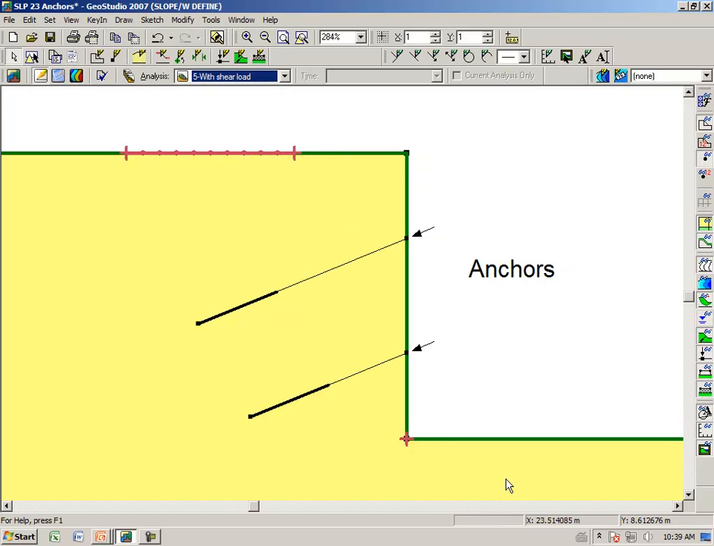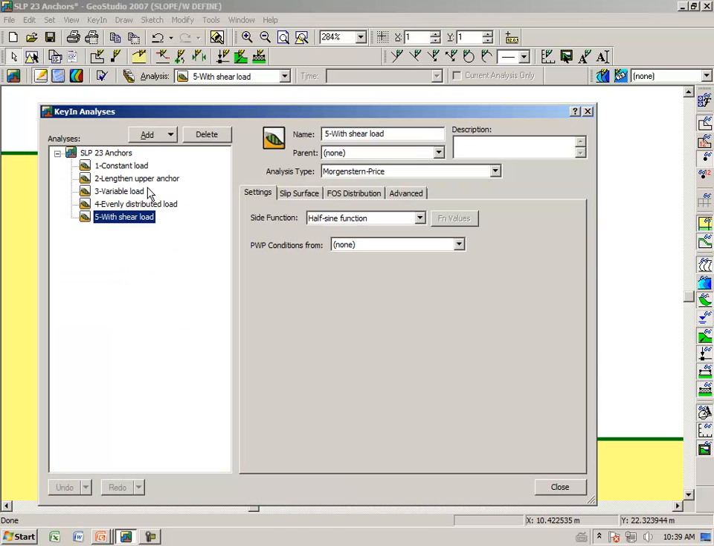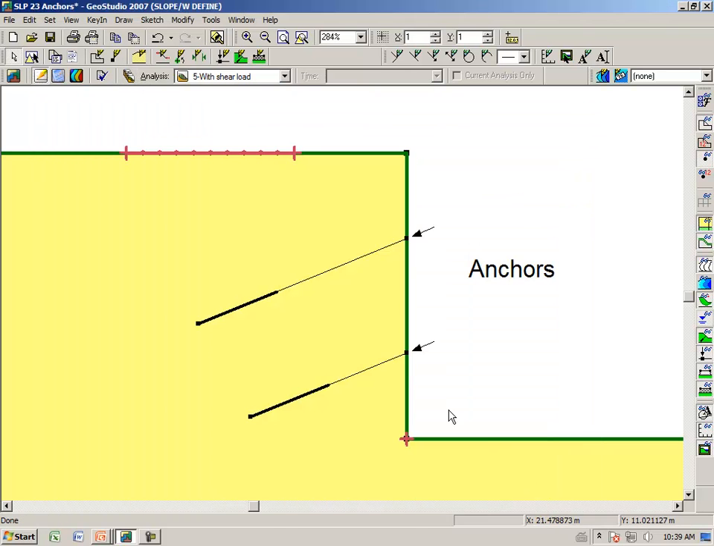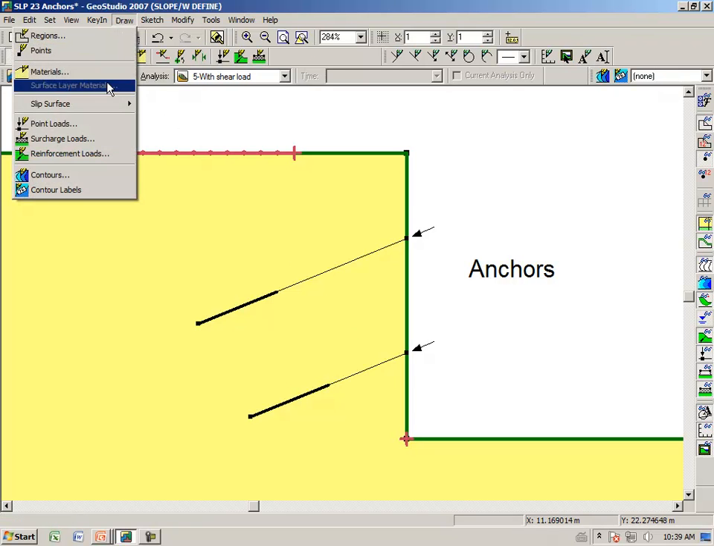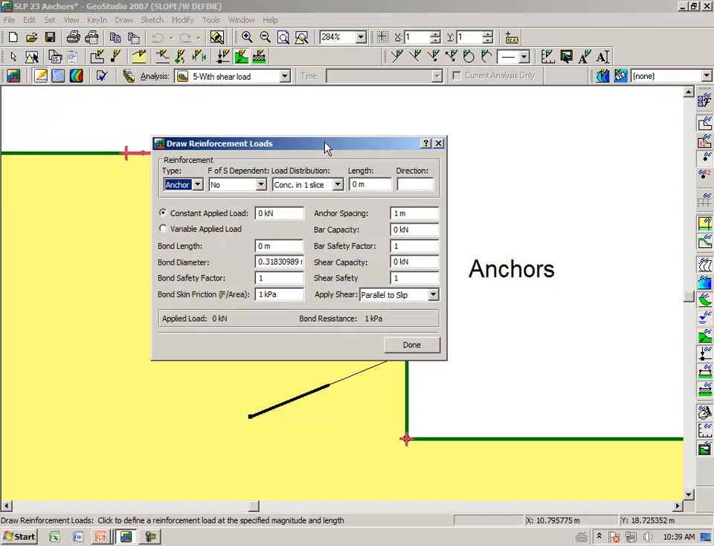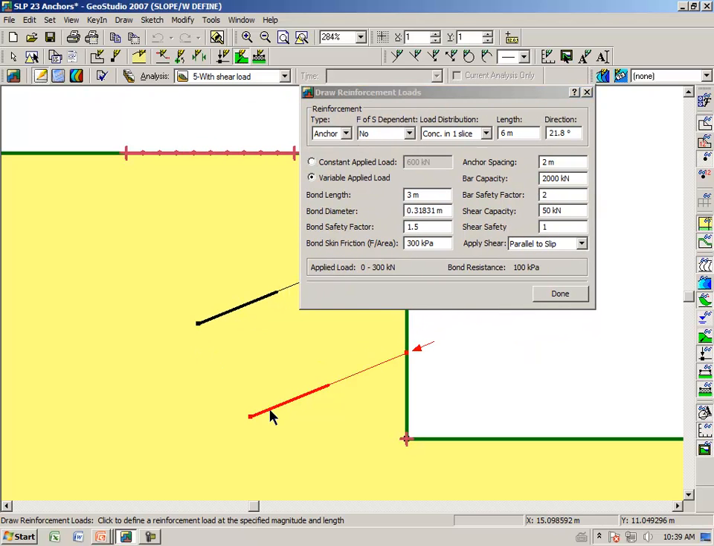Now I want to draw your attention to one other feature with anchors, and that is that there are those who believe that the anchor offers some additional resistance to sliding due to the shear, and you can accommodate the shear in the anchor. If we go back to the Define view and select analysis number 5, and then we say Draw Reinforcement Load, and we click on the bottom anchor.